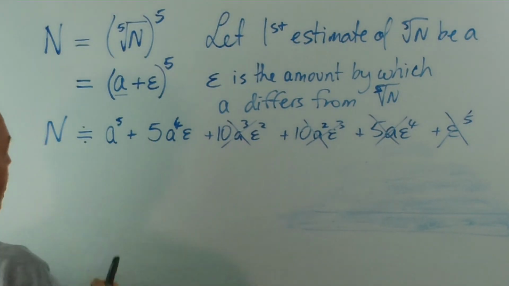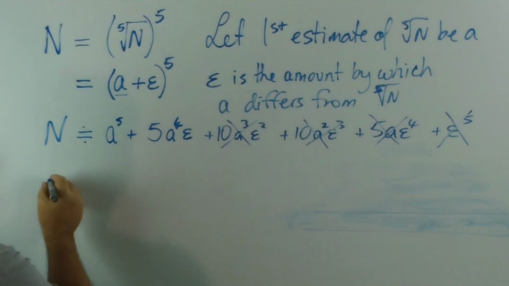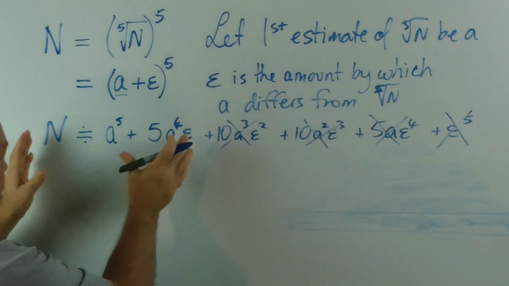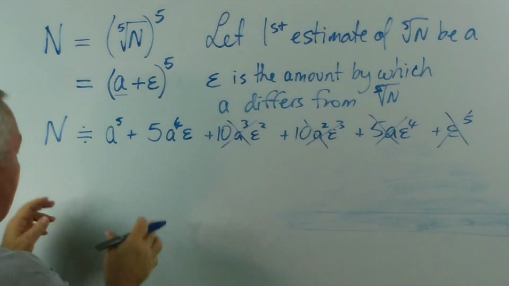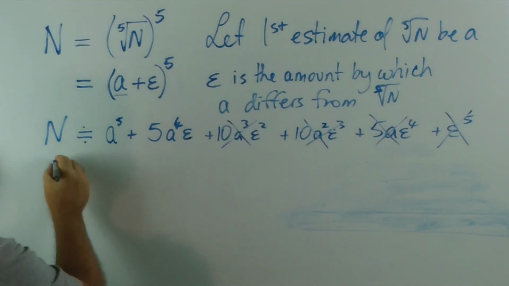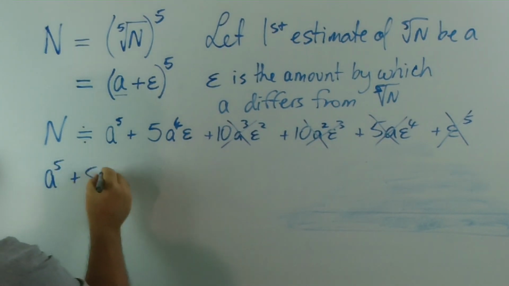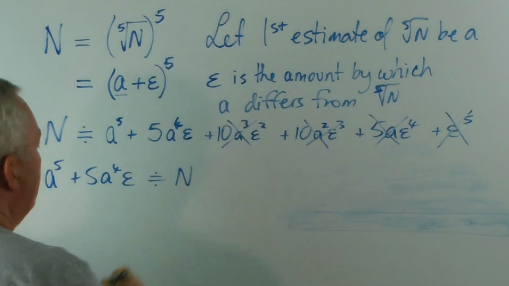I'm going to write this in reverse because we're going to try to find an expression for epsilon. So, I should have left room. I like to keep my equal signs lined up, but I haven't really left room on the board to write this. So I'm going to start here. A to the 5 plus 5 A to the 4 epsilon is approximately equal to n.